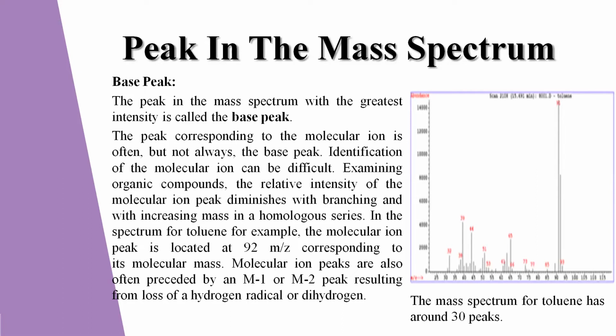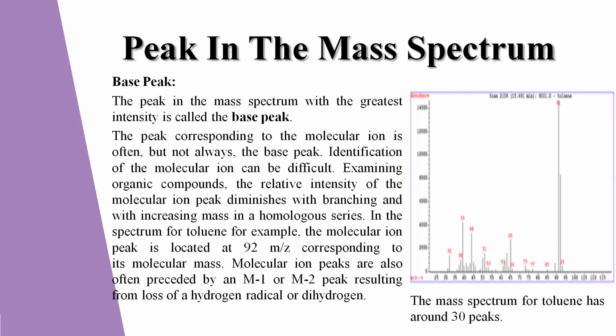The relative intensity of the molecular ion peak diminishes with branching and with increasing mass in a homologous series. This is the spectrum for toluene. The molecular ion peak is located at 92. This is the base peak at 92, with a mass corresponding to its molecular mass.